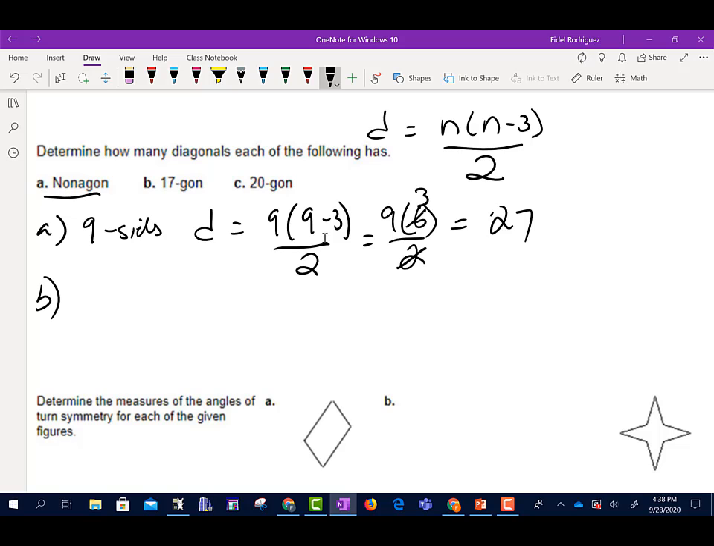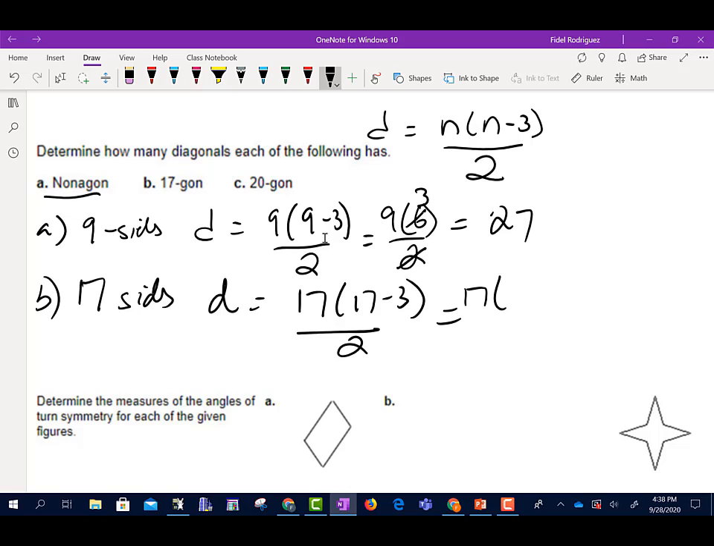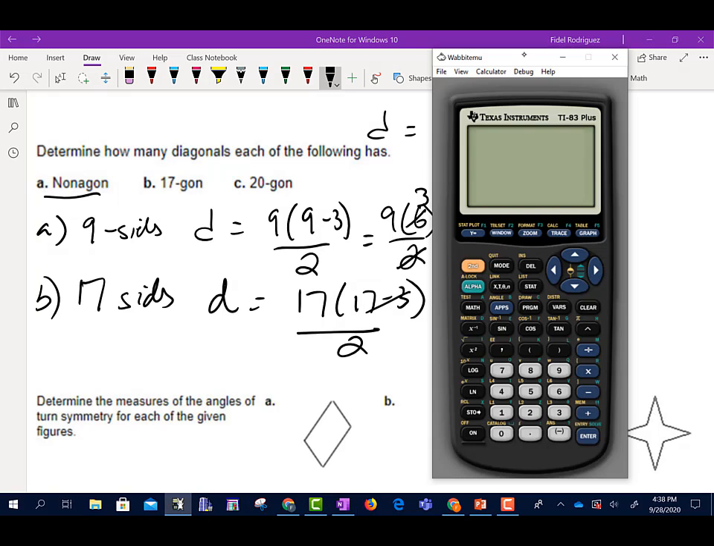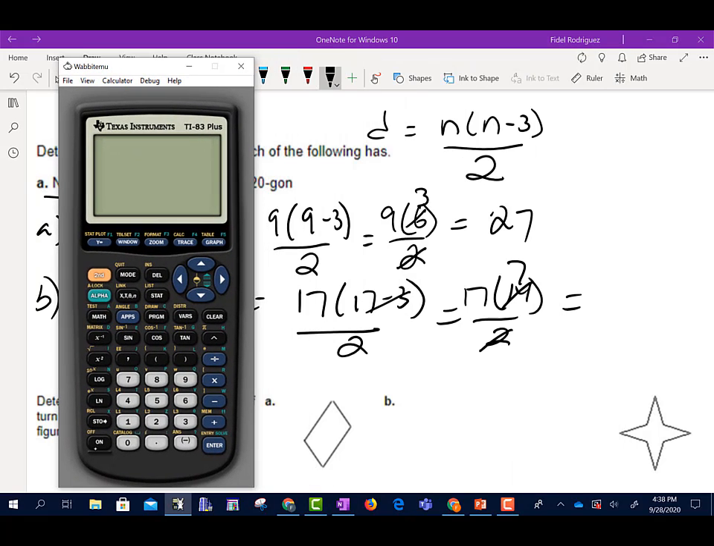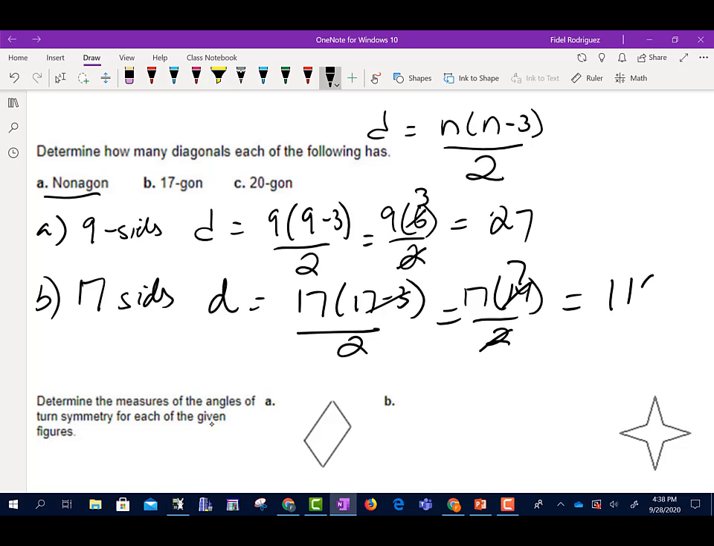All right, part B says 17-gon. So that just means that there are 17 sides. So 17 times (17 minus 3) over 2. Okay. So 17 minus 3 is 14 over 2. 2 goes into 14 7 times. And I'm going to take my calculator here, guys, because off the top of my head, I don't know what 17 times 7 is. But we can figure it out. 119. Okay.